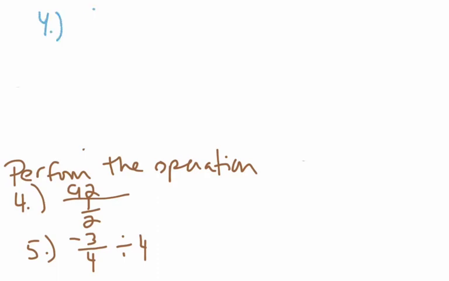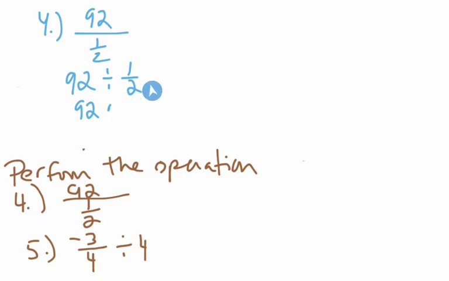Number 4, we have 92 over 1/2. So in my head, what I'm going to say is that's 92 divided by 1/2. So 92 divided by 1/2, which is still kind of weird to think about. It's not half of 92. That's not what it is. It's 92 times the reciprocal of 1/2, which is 2 over 1. But then nobody really wants to write over 1. So really that is just 92 times 2, which is what, 184.